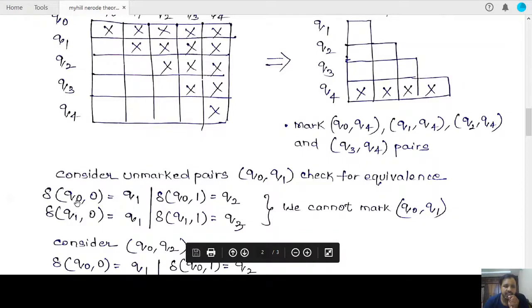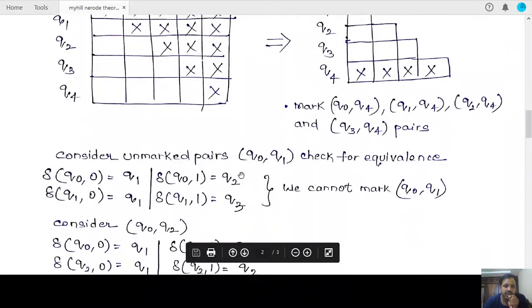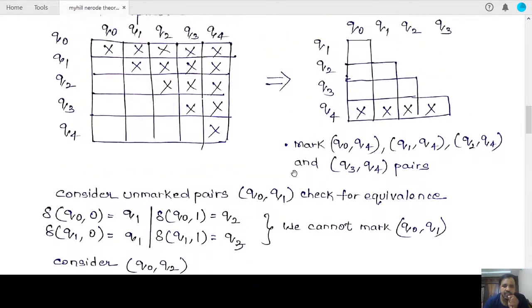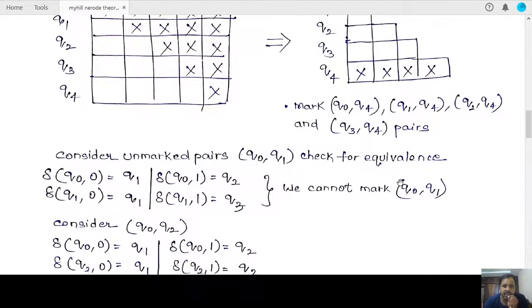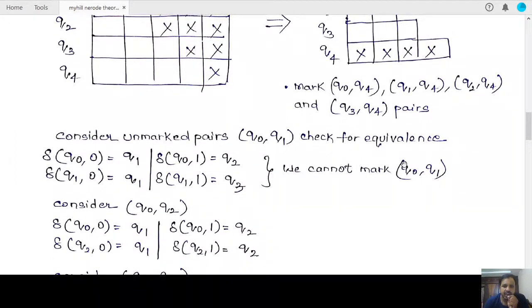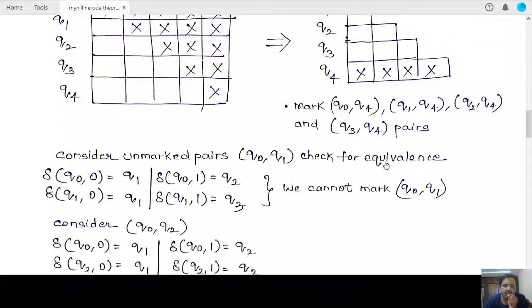Then we check for equivalence on the other input, 1. So delta of Q0 comma 1 is Q2, delta of Q1 comma 1 is Q3. Okay. So now what is the combination that you got? Q2 Q3, right? So do we have Q2 Q3 marked in the table? We do not have Q2 Q3 marked in the table, right? So we cannot mark Q0 Q1 also. Okay, so we cannot mark Q0 Q1 in the table.